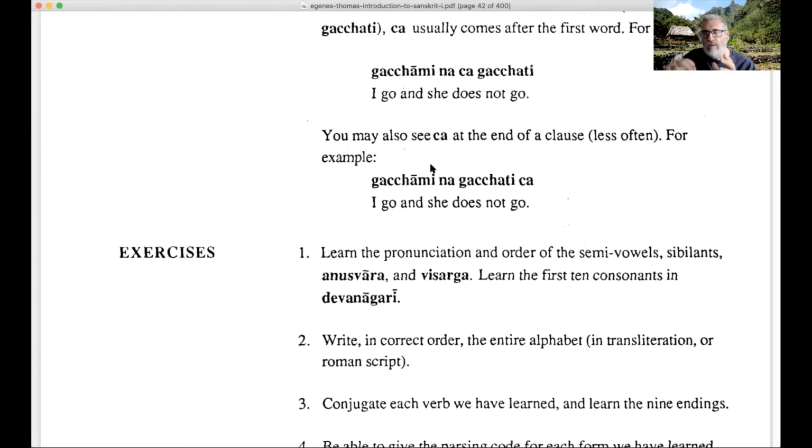Would it be wrong to say gachami na cha gachati cha? Because just like how we used to say, you usually could use cha twice also. Do you ever see it like that? That also might be possible. Yeah, that also might be possible. Don't worry too much about it.